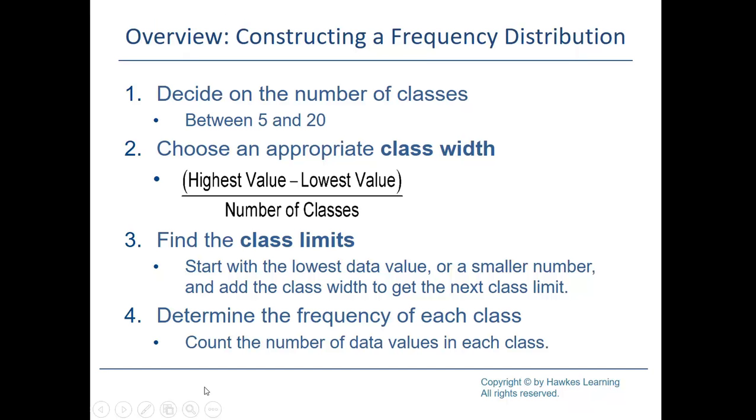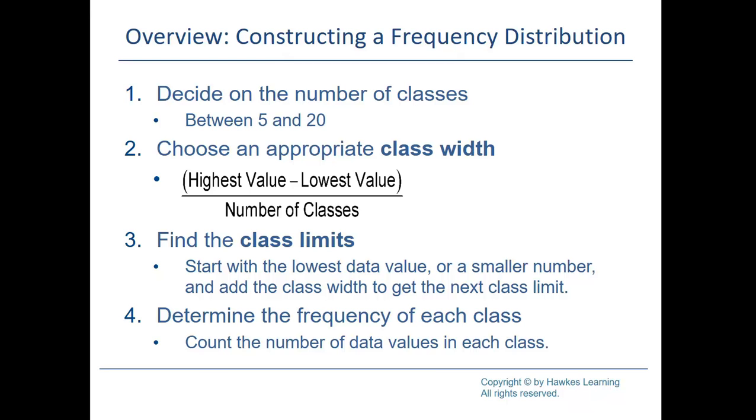So let's review really quickly here. As we're reviewing, the first thing that we want to do is take the number of classes. This is normally given to us in a problem, but if you're doing this on your own, you would make that choice yourself. The second thing you're going to do is choose an appropriate class width. A great thing to think about is take that highest value minus the lowest value and divide by how many classes you decided. And then from there, make an appropriate round up to something that's sensible.